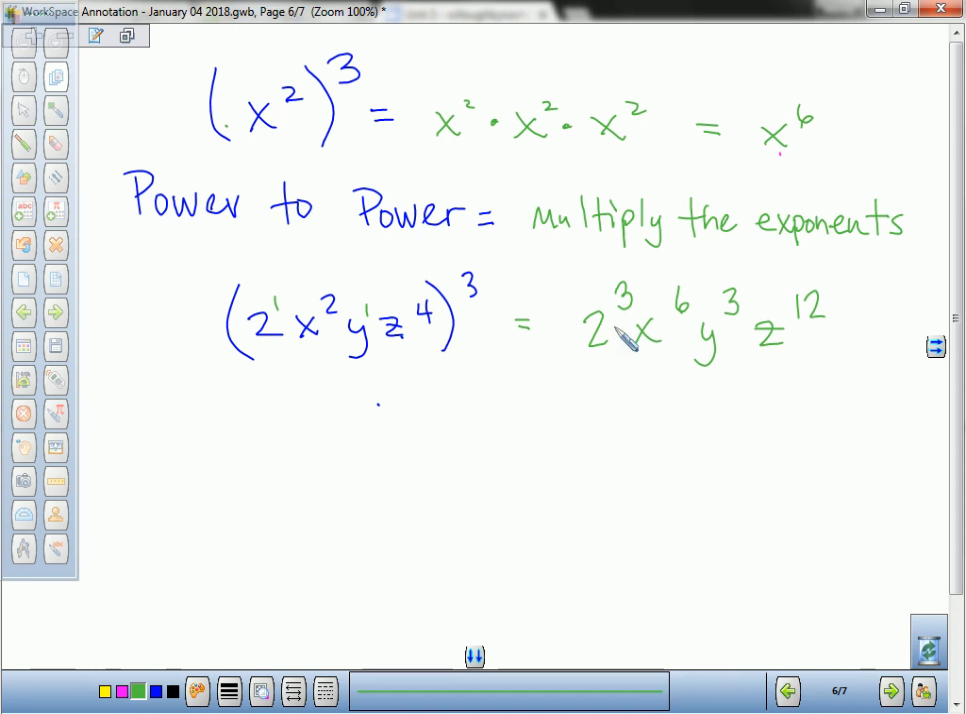Very good. Now, we can actually simplify 2 to the third. What is 2 to the third? 8. So this simplifies to 8x to the 6th, y to the third, z to the 12th.